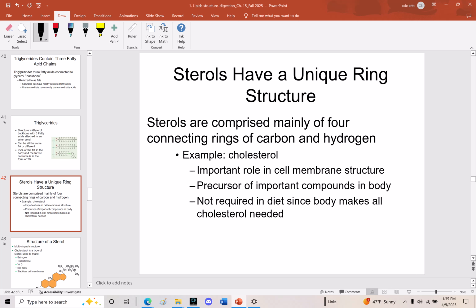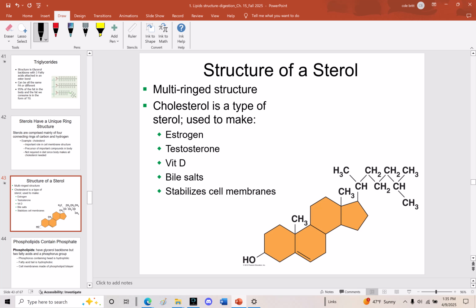But this is what it looks like. Again, it's a 4-ring structure. Every time you see a point here, remember there's carbons. There's carbons at every one of these points here. These are all carbons. So all of these carbons make this structure a lipid because all these carbons are not charged and they don't want to interact with water. So that's what makes sterol a lipid. And again, cholesterol is a type of sterol, and it's important to make a variety of compounds. Vitamin D, testosterone, estrogen, progesterone, bile salts, and it will stabilize cell membranes.